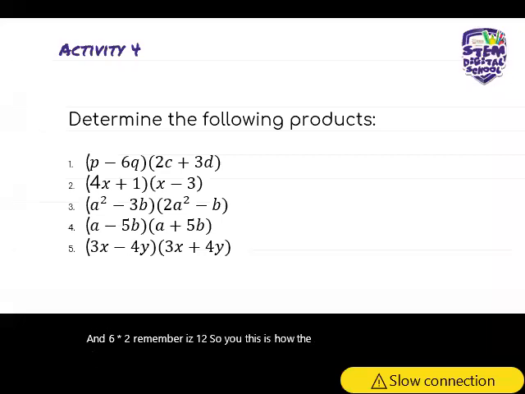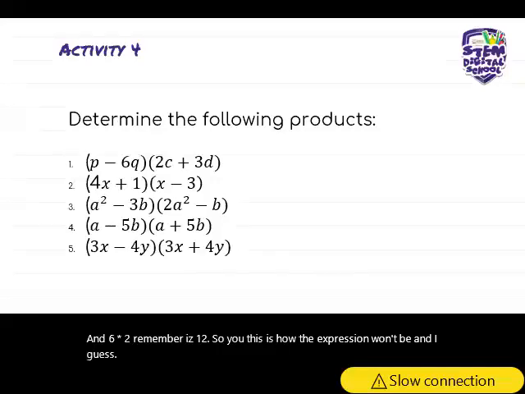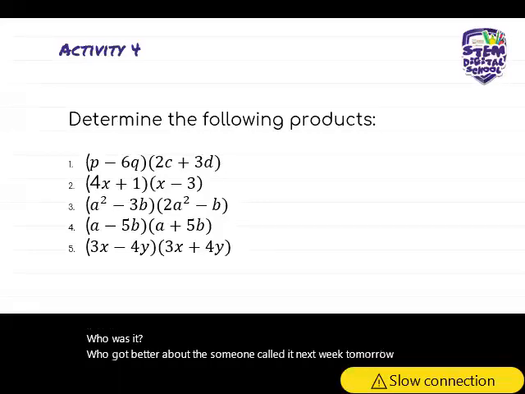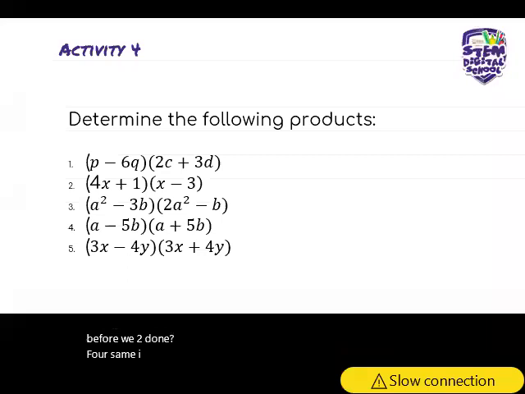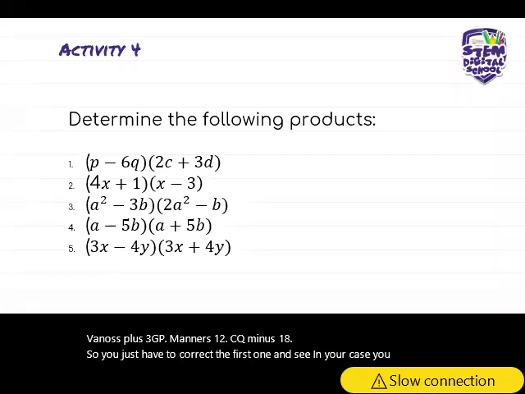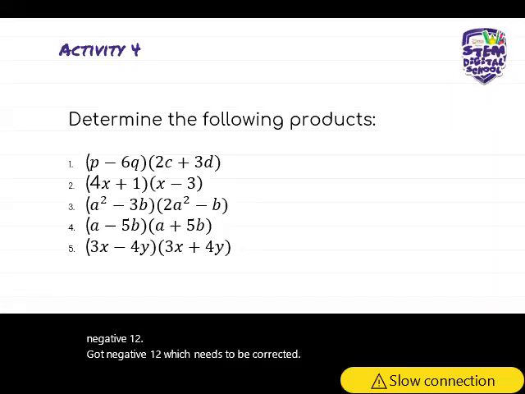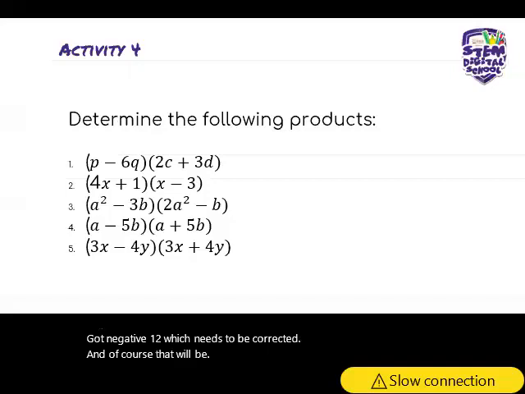And I guess, who got it right above there? There's someone who got it next to Bitumelo, just before Bitumelo. I can no longer see the name there. It should be 2CP plus 3GP minus 12CQ minus 18DQ. So you just have to correct the first one. I see in your case you've got negative 12, which needs to be corrected. And of course, that will be your final answer there, because there are no like terms.